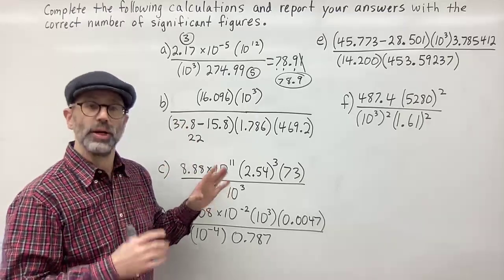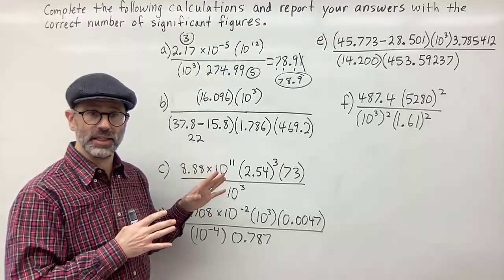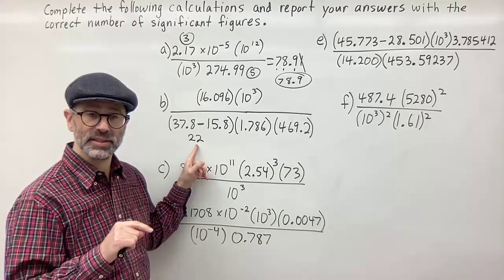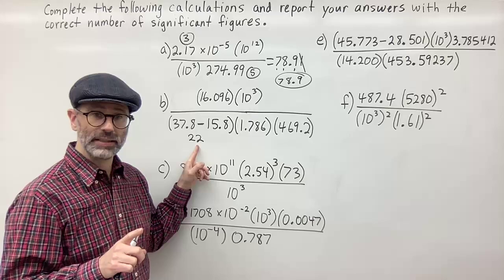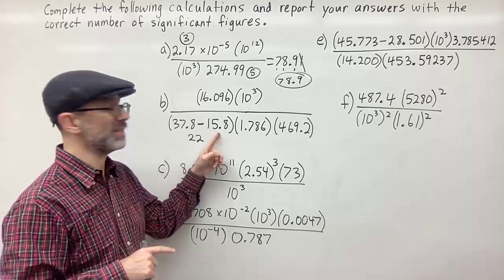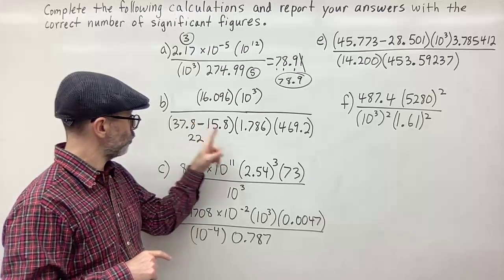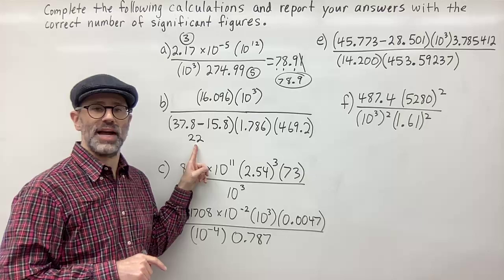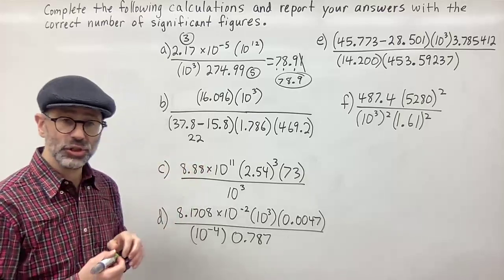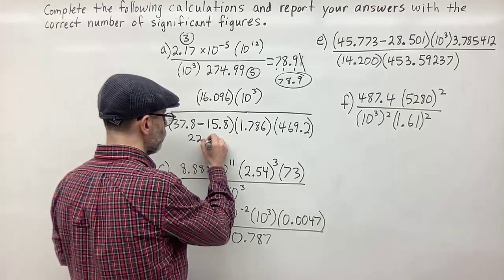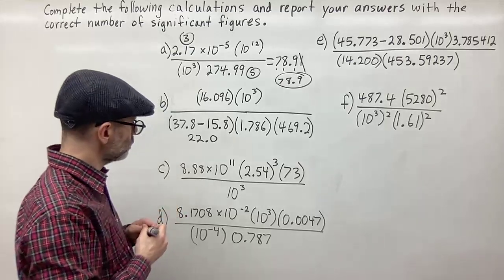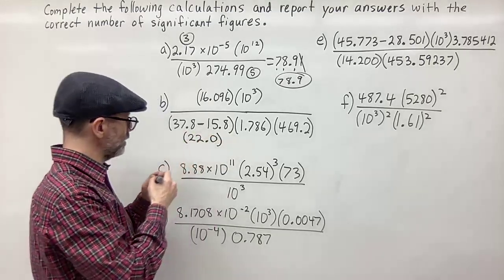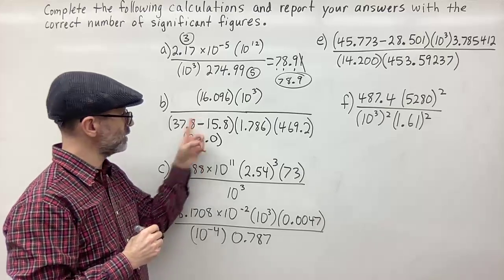Well, the rule when you're adding and subtracting is that your answer should have the same number of decimal places, not sig figs, decimal places as the measure with the least number of decimal places. So this has 1 decimal place, this has 1 decimal place, but look, my answer does not have a decimal place. So it's not 22, it's going to be 22.0.